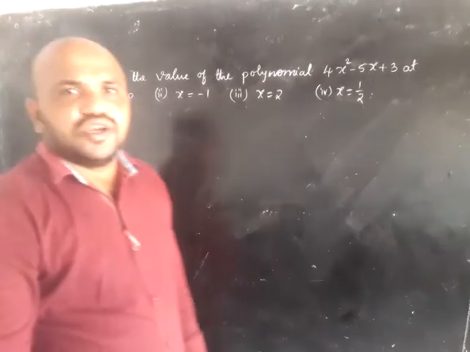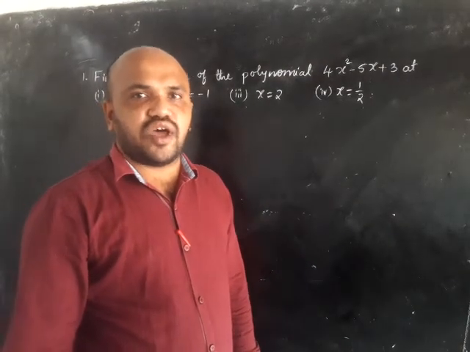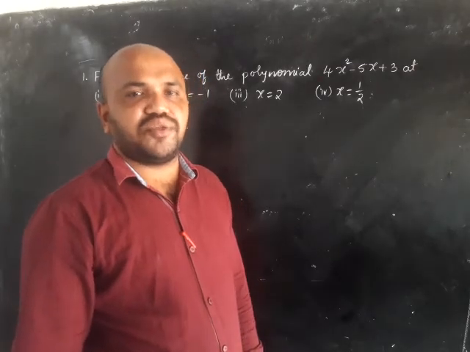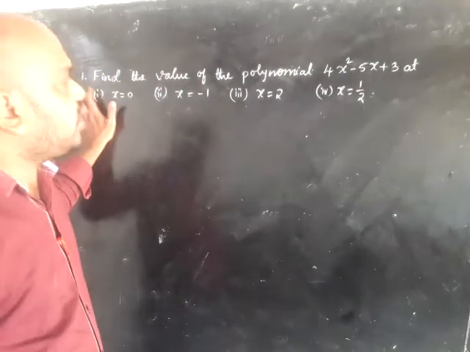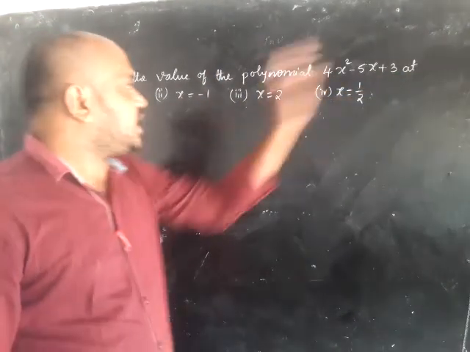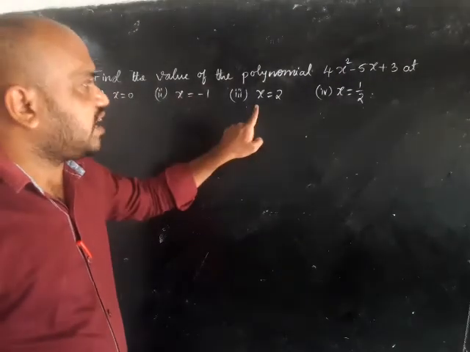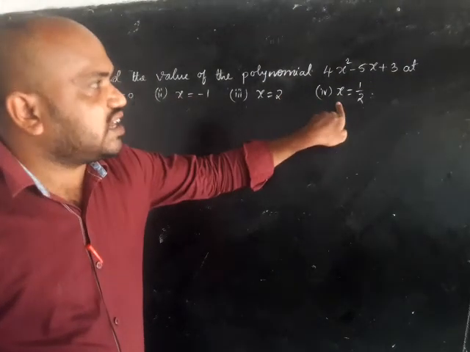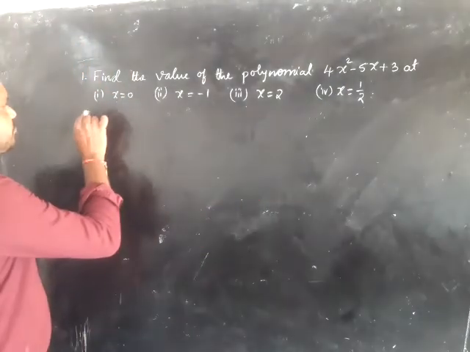Hello students, today in this class we are going to discuss the problems on the value of a polynomial as well as the zero of a polynomial. So see the question here: find the value of the polynomial 4x² − 5x + 3 at x = 0, x = −1, x = 2 and x = 1/2. Now see the solution here.